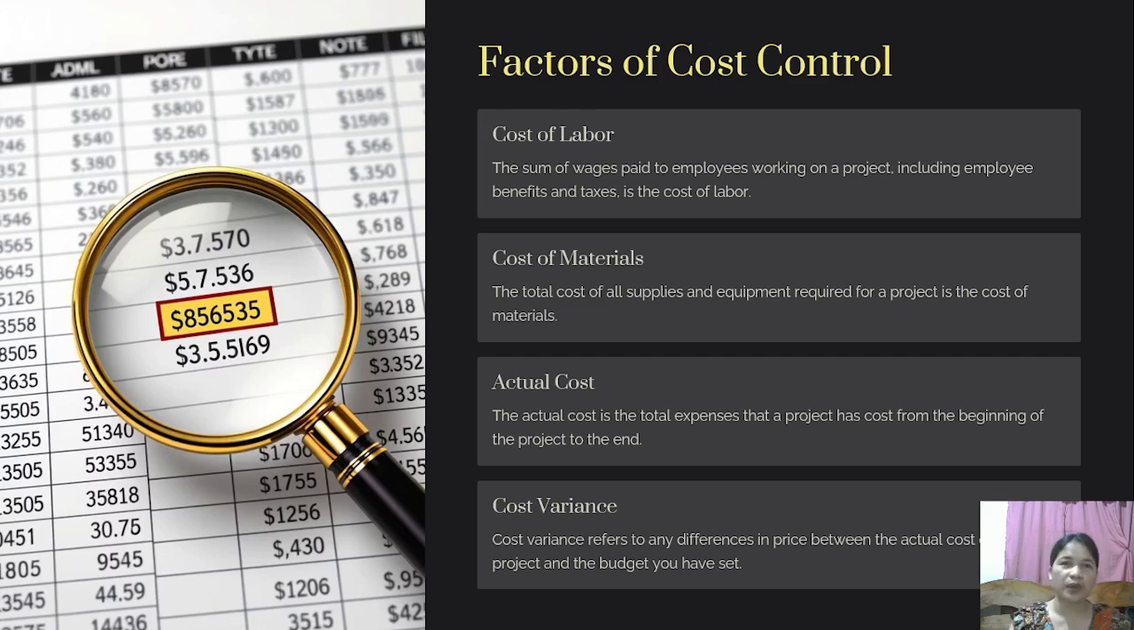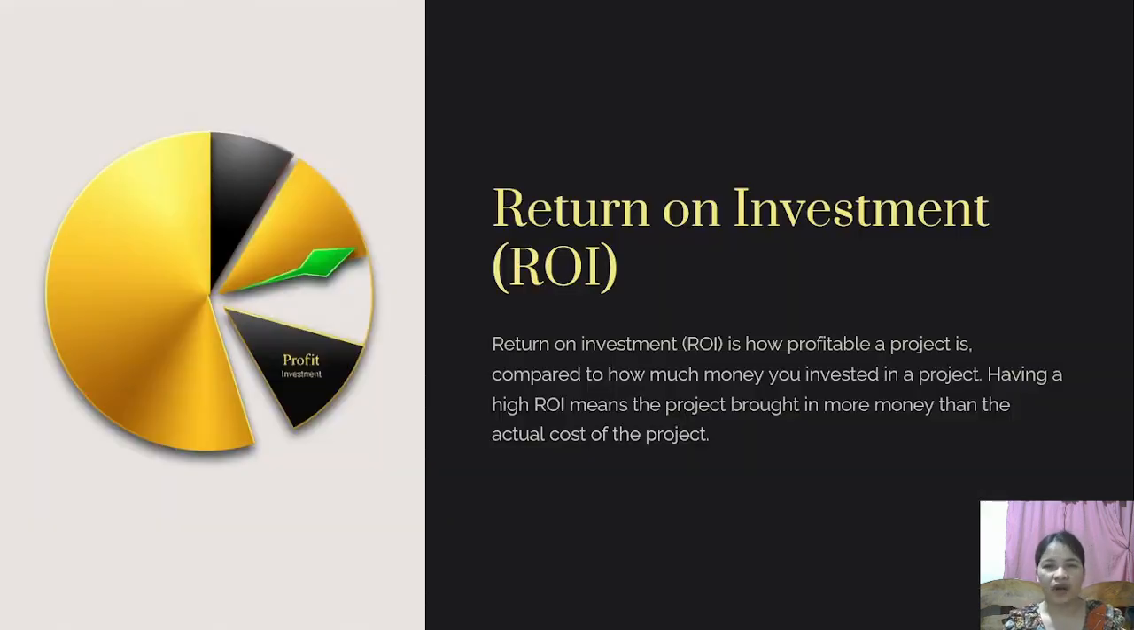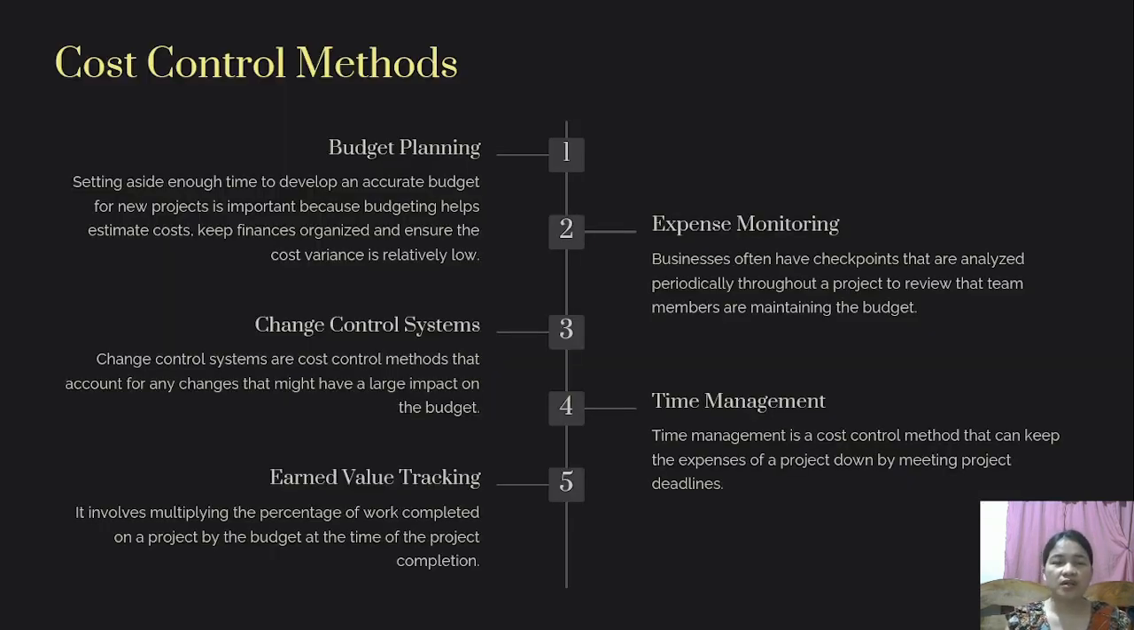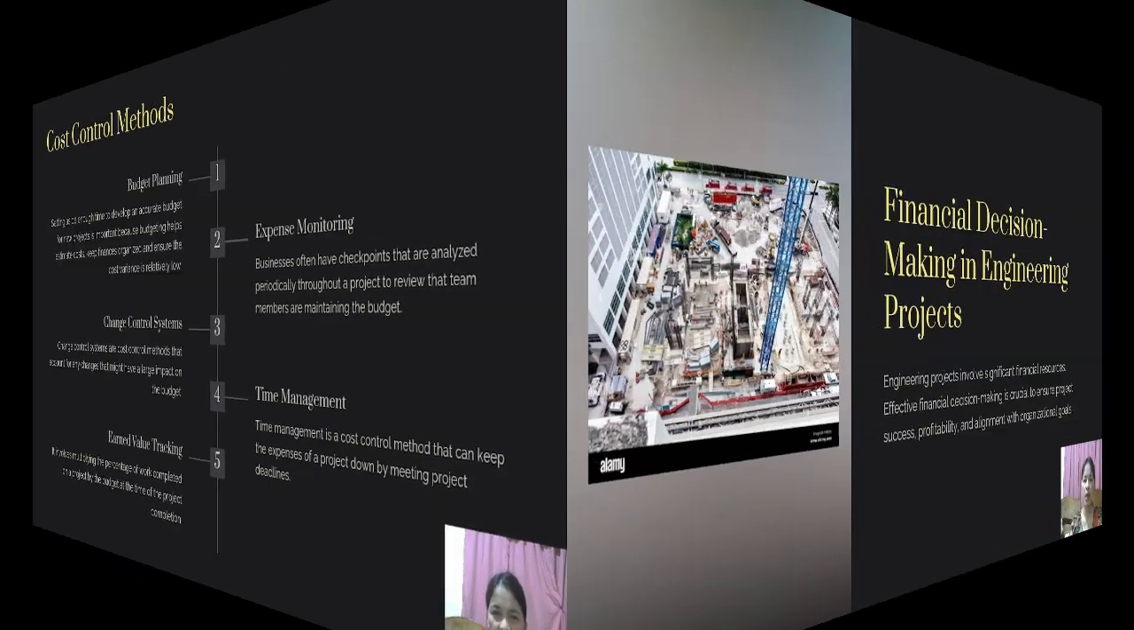So for example, the budget that you have set is 5,000, but then the actual cost is only 3,000 or 7,000. So there is the cost variance. So these are the cost control methods: budget planning, expense monitoring, change control system, time management, and earned value tracking.